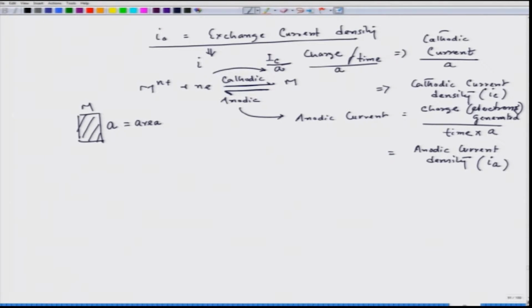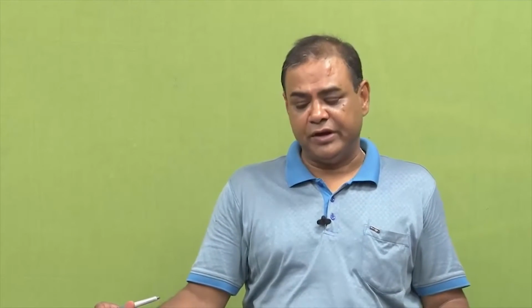Now, this is IA, this is IC. Now, we will talk in terms of current density only, because we have seen that the rate of this deposition or dissolution is directly proportional to the mass loss per unit area per unit time, or mass gain, mass deposited per unit time per unit area. Not in the form of current, because current will not give us the actual information, as it doesn't take the area into consideration.